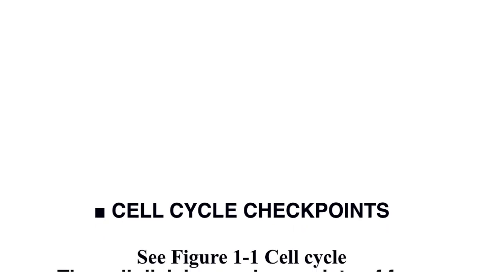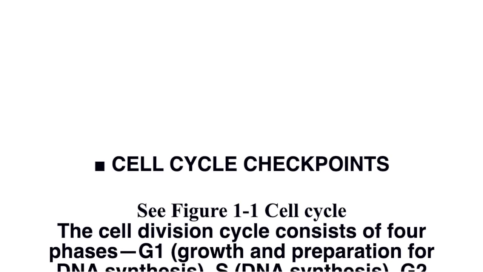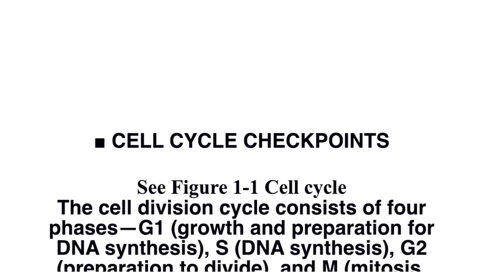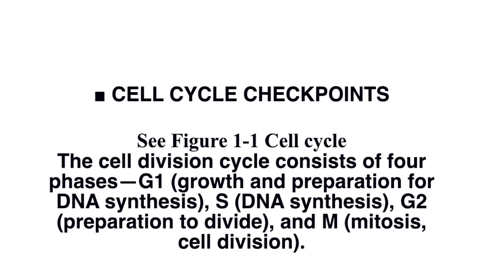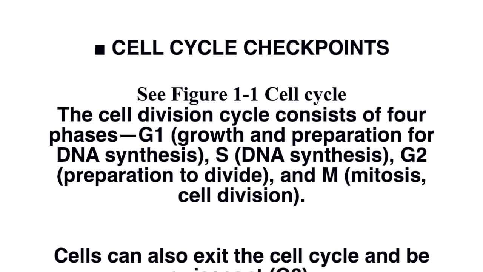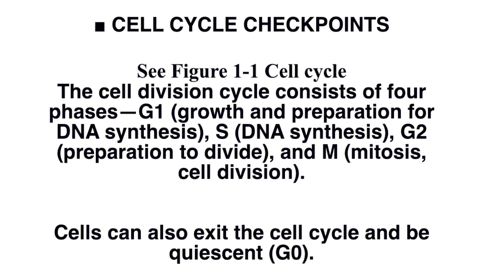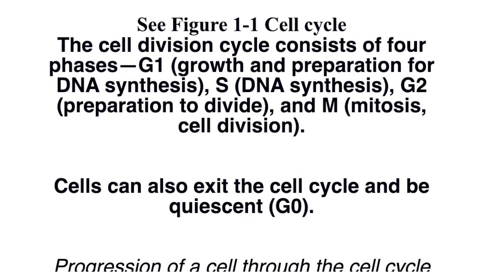Cell cycle checkpoints. See figure 1.1, cell cycle. The cell division cycle consists of four phases. G1: growth and preparation for DNA synthesis. S: DNA synthesis. G2: preparation to divide. And M: mitosis, that is cell division. Cells can also exit the cell cycle and be quiescent, that is G0 phase.